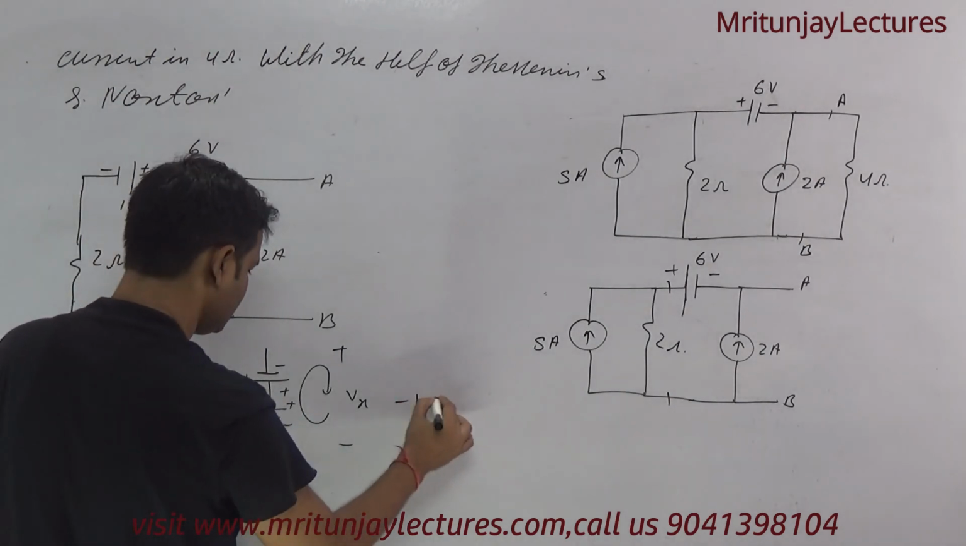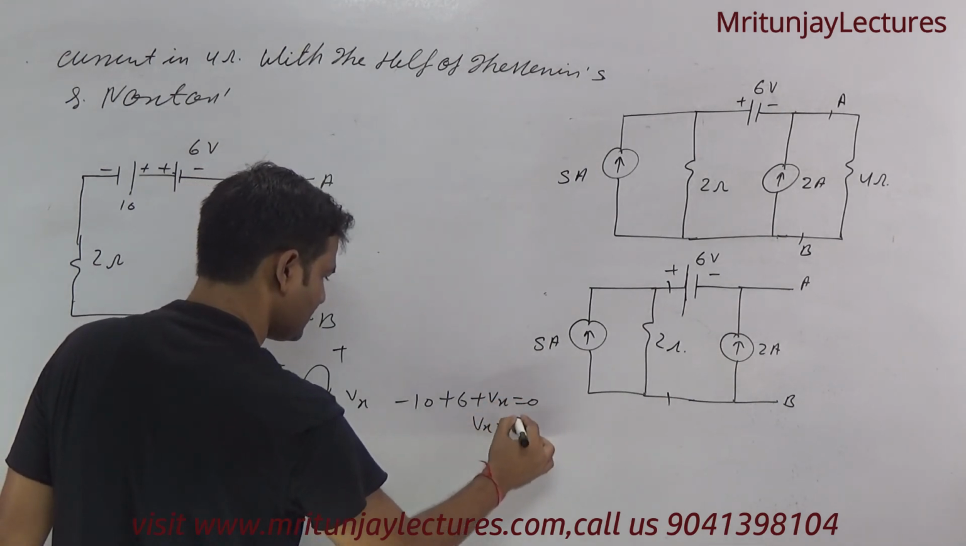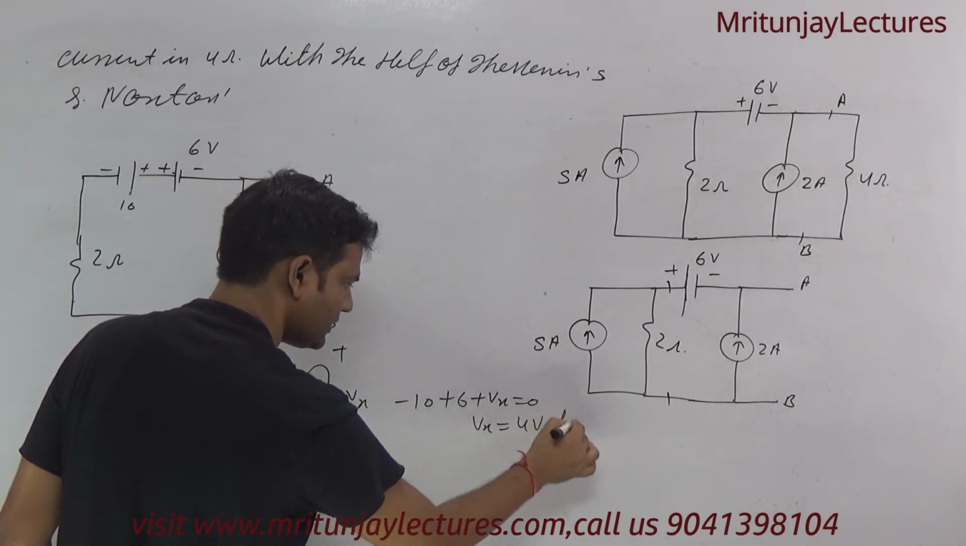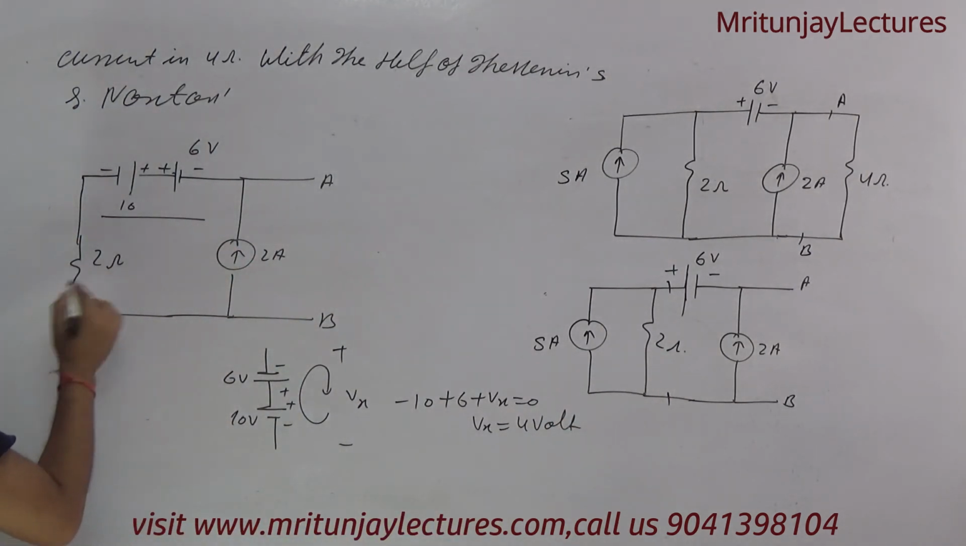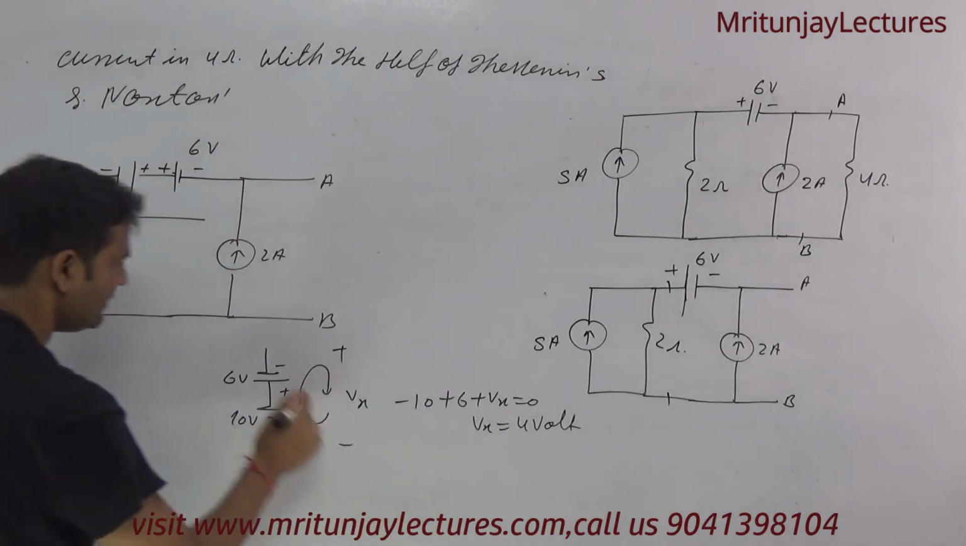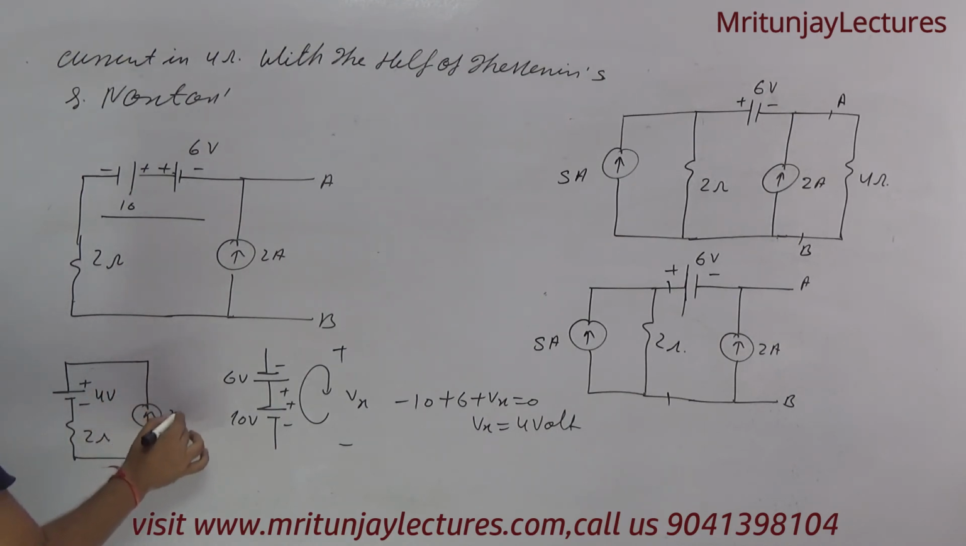Now apply KVL. Minus 10 volt plus 6 volt plus Vx is equal to 0. So Vx is equal to 4 volt. It means this portion is replaced by 4 volt, polarity here minus, here plus. So 2 ohm, upper plate positive, lower plate negative, that is 4 volt. Okay, and that is 2 ampere, that is A and B.